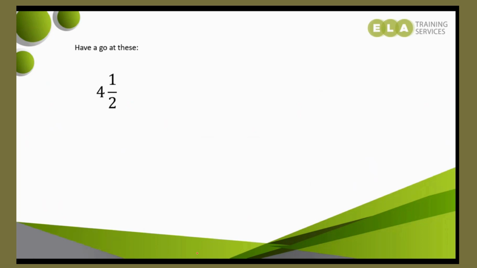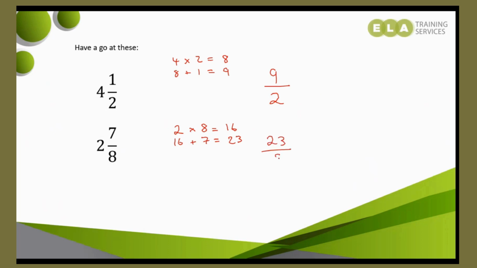So let's have a look at this one. So 4 and 1/2. So we do 4 times 2, which is 8. 8 add 1, which is 9. 9/2. And then let's do one more. So 2 and 7/8. So 2 times 8, which is 16. 16 add 7, which is 23. So 23/8 is our answer. And that is how we convert between improper and mixed number.